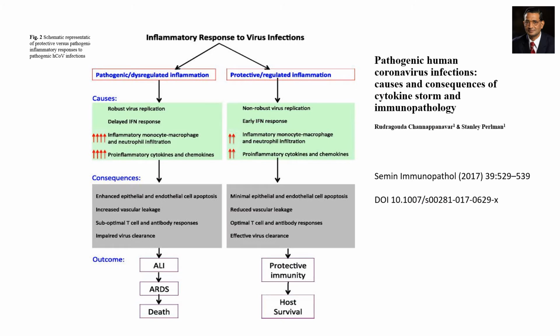As we see in this diagram by Channappanavar, a key host response to the coronaviruses is very similar to other viruses or pathogens in that the early interferon response is the key to pathogen elimination and limiting tissue damage due to excessive inflammation.